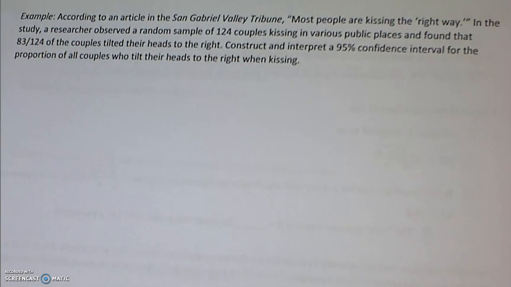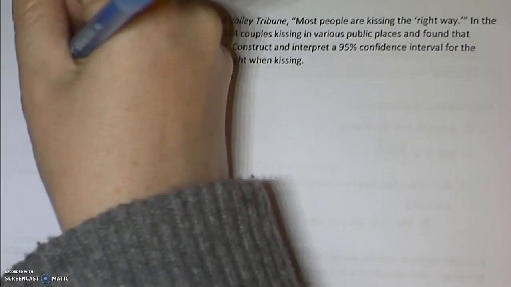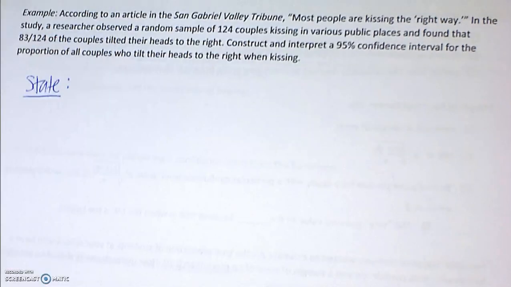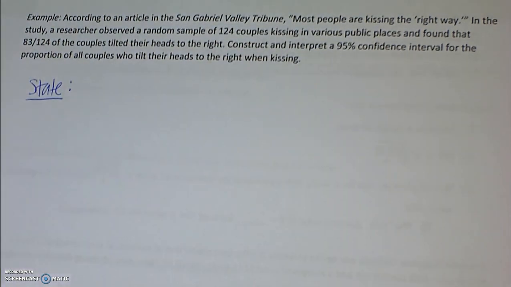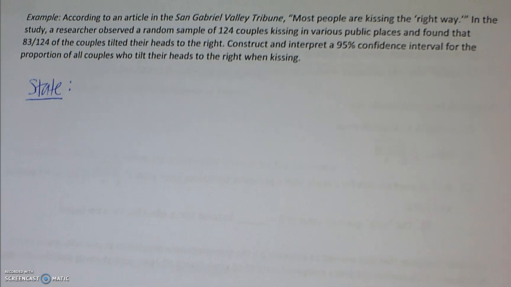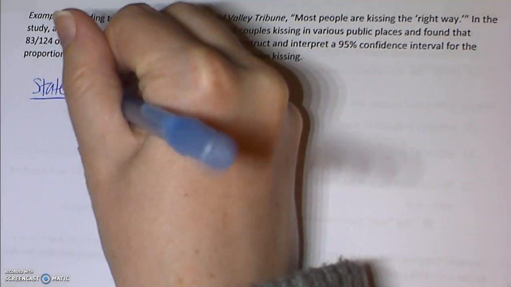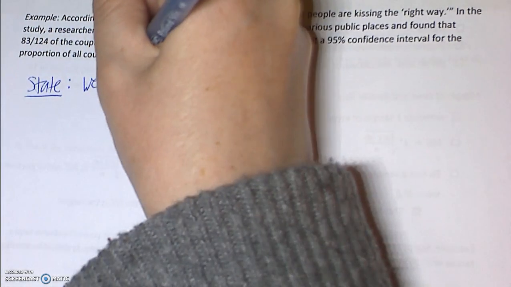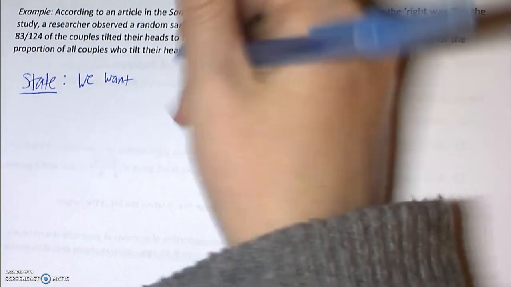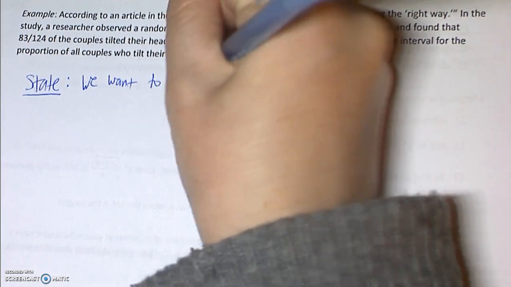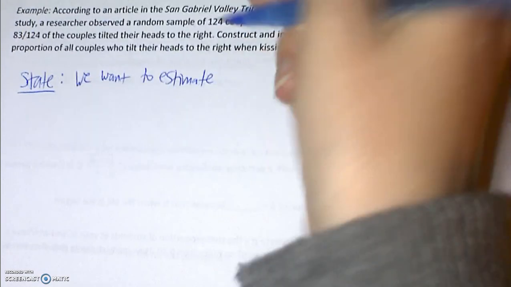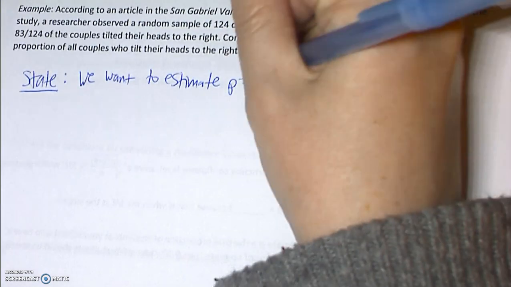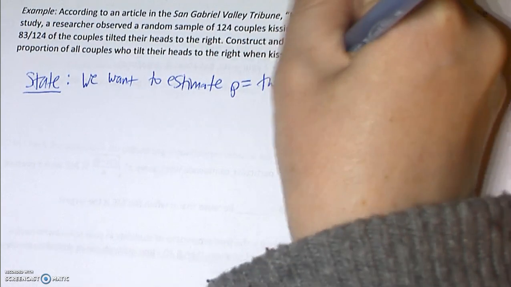So in our four-step process, we start with the state. What are we going to state? When we refer to our PANIC acronym, the P stands for the parameter. So we need to say what our parameter is. So what do we want to do here? Well, we want to estimate P. And what is P? P is the true proportion.